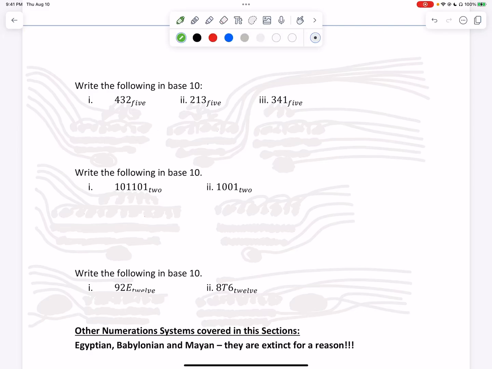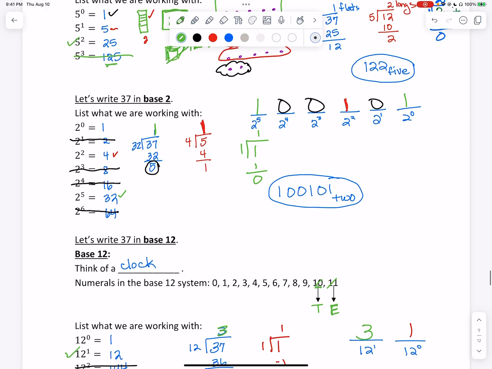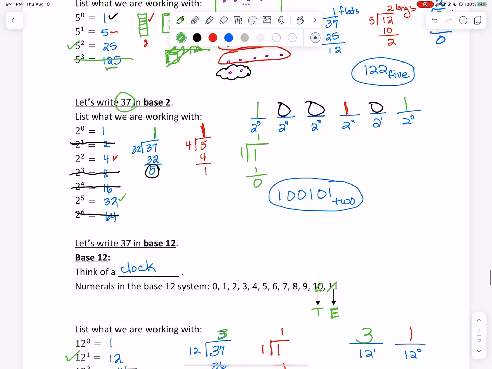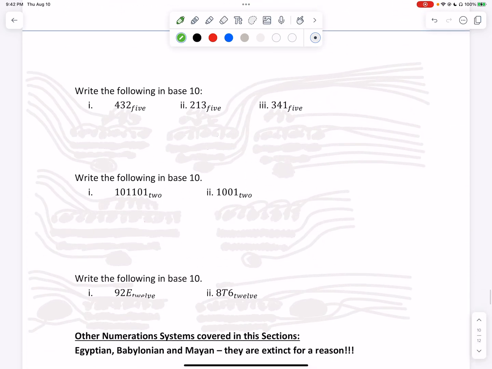Okay, so in the last video, we went from 37. So we went from a base 10 number to a different base. So our answer was in base 2 or base 5 or base 12. Now we are going to go from a weird base, another base, to base 10. This is actually much easier.